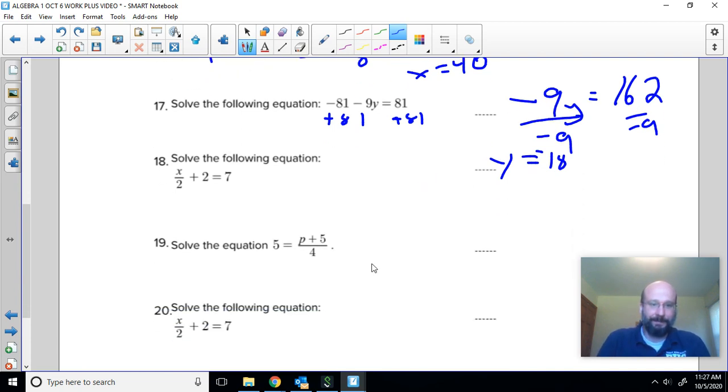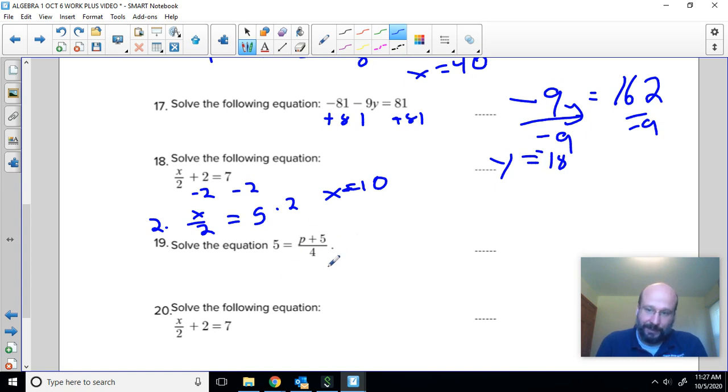All right. So more examples of the difference. So you can see the difference. When you're doing these on the MathSpace, you're going to get these in the same order. This one, I'm going to subtract 2 first. So that gives me my fraction left equals 5. And now I'm going to multiply by that bottom number. So x equals 10.